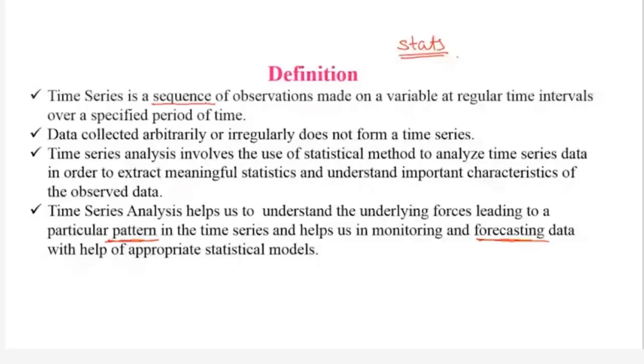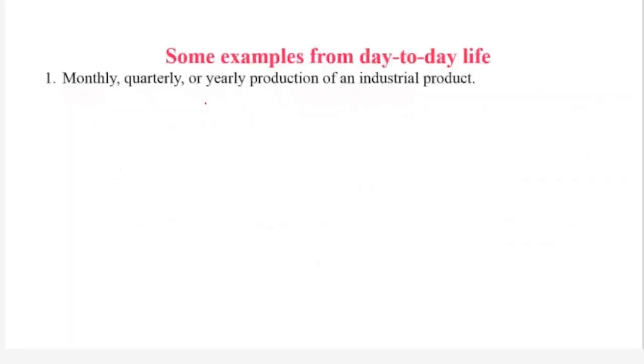Then some examples from day-to-day life. Monthly, quarterly or yearly production of an industrial product. You are manufacturing something, so you may have monthly, quarterly, or yearly production. Then yearly GDP, if you have heard this word GDP, gross domestic product of a country, GDP of India. During COVID, GDP of India has gone down. Minus 20-25 is some GDP of India.